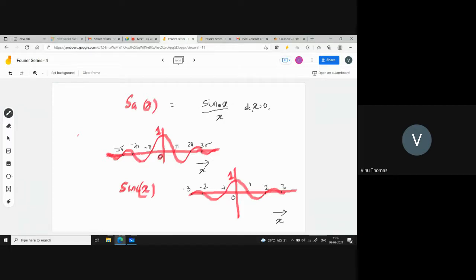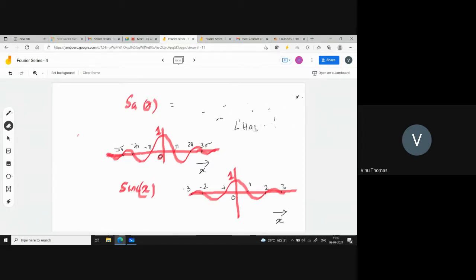x is equal to 0. So how do you evaluate 0 by 0? When you have an expression that evaluates to 0 by 0 or infinity by infinity, not defined, you use something known as L'Hospital's rule. So what does L'Hospital's rule say? Then you take the derivative, so cos x by 1. So put x is equal to 0. So what is this equal to? 1. So the value of sampling function SA of x at x is equal to 0 is equal to 1.